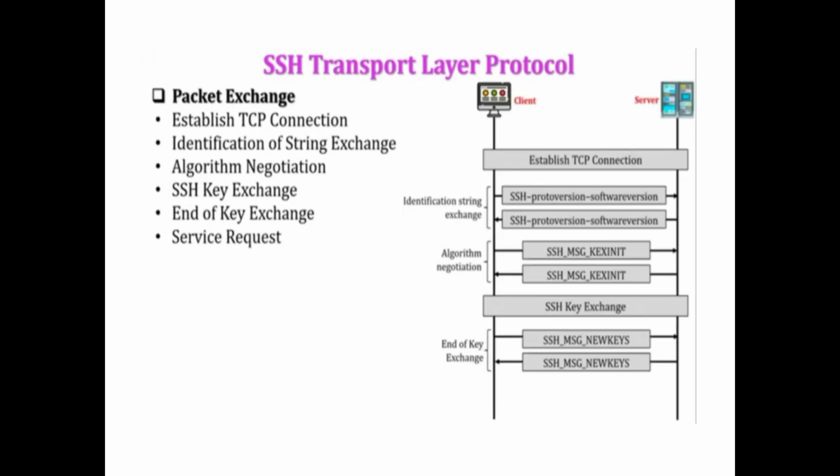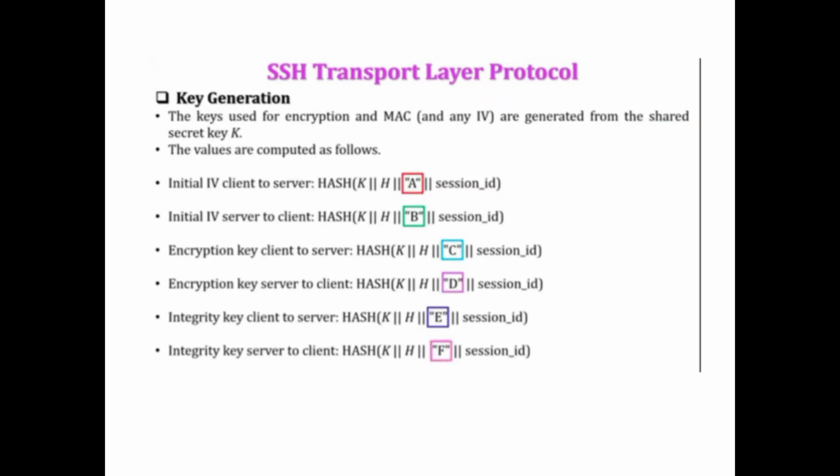The SSH transport layer also consists of packet exchange. Here is the diagram of the SSH transport layer protocol packet exchange between client and server, and it consists of: establish TCP connection, identification string exchange, algorithm negotiation, SSH key exchange, end of key exchange, and server request.